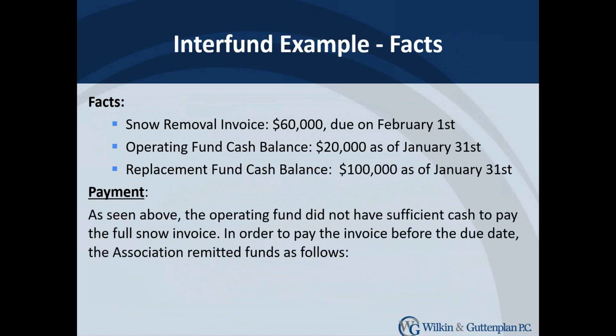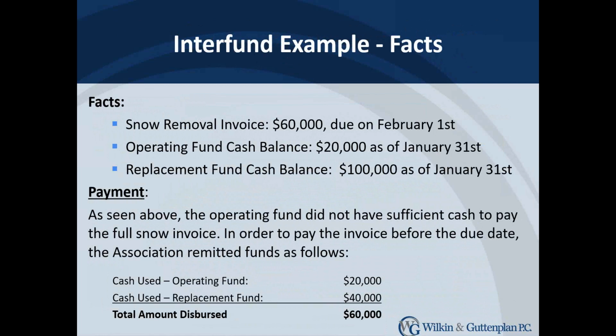So under the next set of facts, what they did is that they paid the $20,000 out of the operating fund, and then they also borrowed $40,000 of replacement fund cash in order to cover the rest of the invoice. So on the bottom, I summarized here. You can see cash used from operating fund was $20,000. Cash used from the replacement fund was $40,000, for the total amount disbursed of $60,000. I'll give everyone just a minute if you wanted to jot down any facts or numbers from there. Okay, and we'll move on to the possible answers on the next slide now.